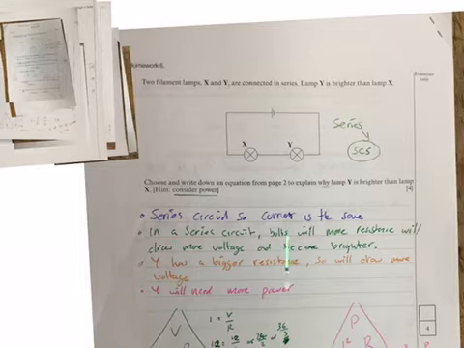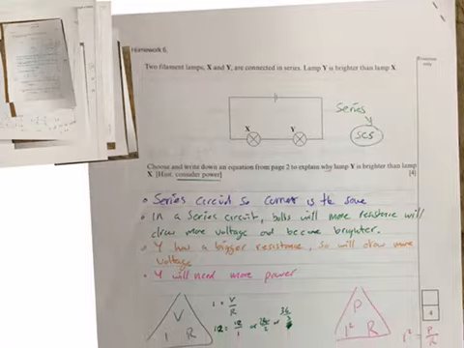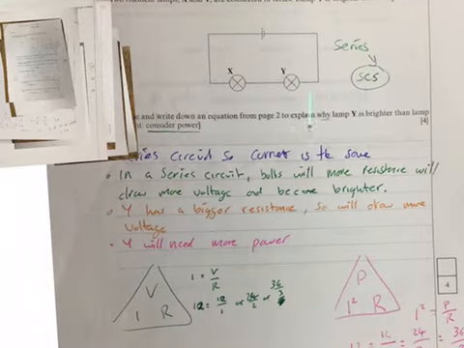In a series circuit, bulbs with more resistance will draw more voltage and become brighter. So if it's got more resistance, it's going to draw more voltage. Therefore, they will become brighter. But we need to show this down here. Y has a bigger resistance. Therefore, it will draw more voltage compared to X. So Y, you will need more power.